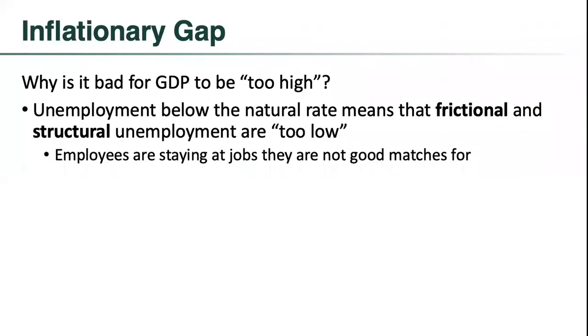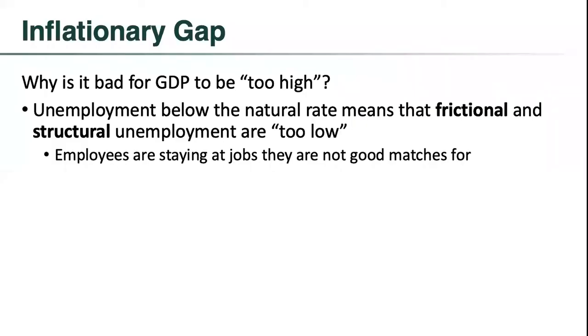So you might be tempted to look at these expansions and to think, oh, it's great. Our economy should just grow and grow and grow. We constantly want to be in an expansion. Why is it bad for GDP to be really high? And there are a couple of reasons for that. The first is just about that unemployment. If we have unemployment that's below the natural rate, so these normal forms of unemployment, frictional and structural unemployment, are too low, right?